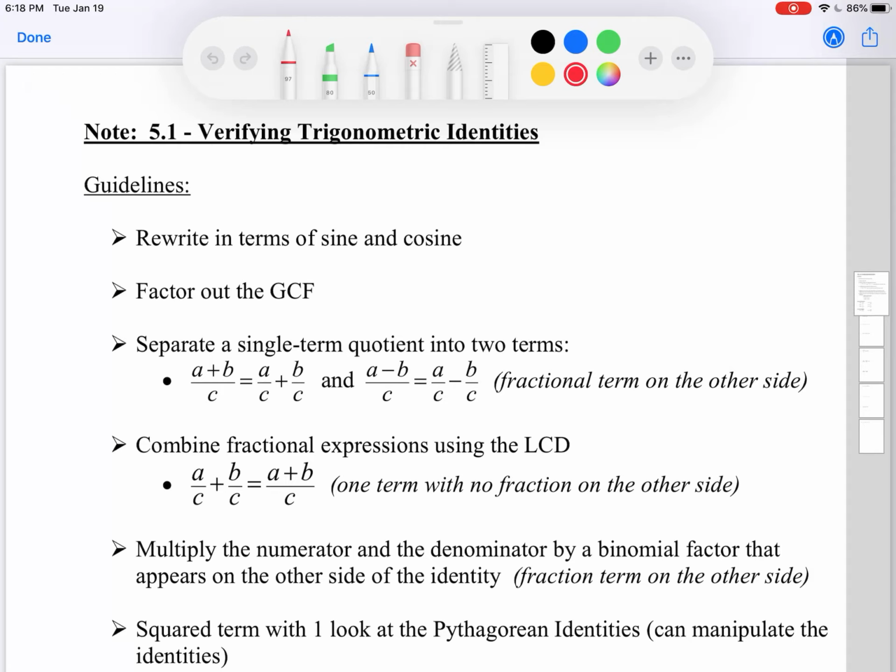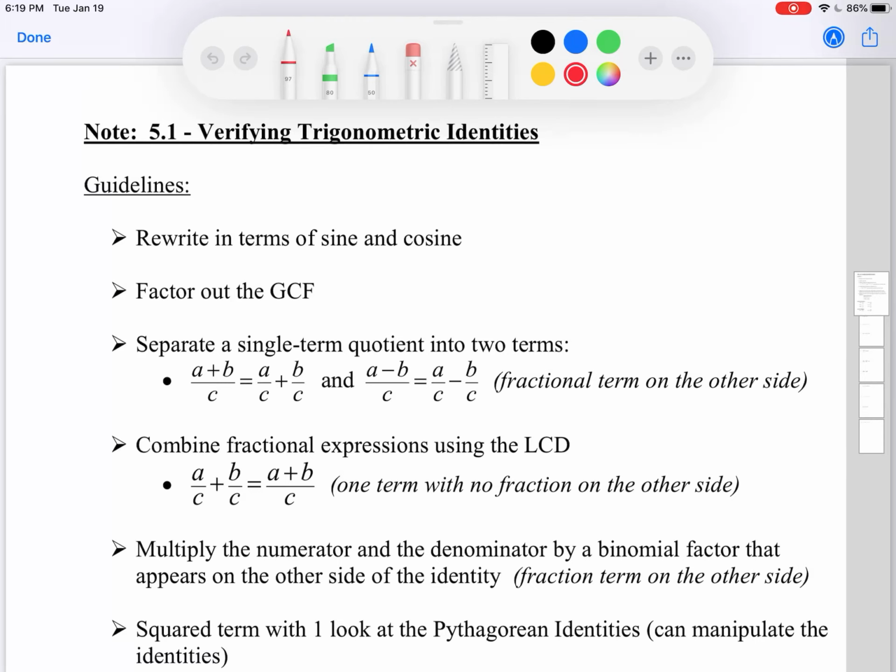So, verifying trig identities. Essentially, for lack of a better word, we're proving something. Now, I don't mean proving something like back in geometry where you had to label the steps and show what you did and how this applies here because of this. That's not what we're doing. We're essentially solving a puzzle.